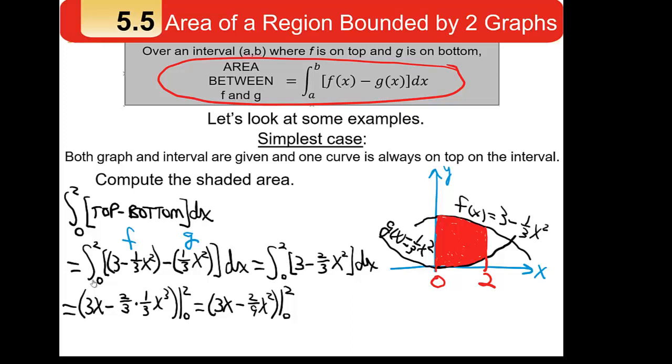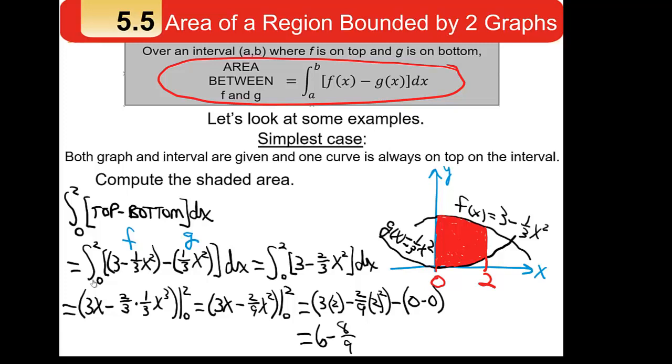Quite often, the hardest part of any of these problems is either the algebra or the arithmetic, not the calculus. The calculus is relatively trivial. What do we do now? We evaluate. Remember, it's upper minus lower. So we plug in the upper limit, which is 2: 3 times 2 minus 2/9 times 2 cubed. Minus what you get when you put in the lower limit. Well, luckily, the lower limit is 0, and when you plug in 0, you're going to get all zeros. So that makes the arithmetic a little bit easier. Of course, 3 times 2 is 6. 2 cubed is 8, so you end up with 6 minus 8/9.